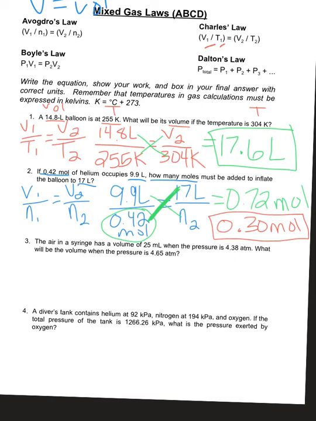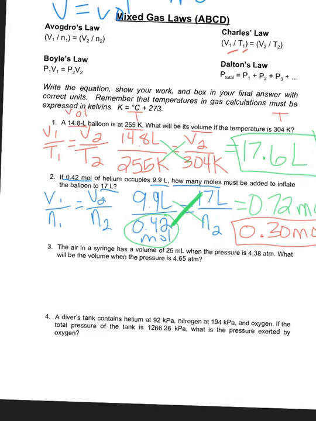And I guarantee you, both of these, 0.72 moles and 0.3 moles, would be answers on a multiple choice test. I guarantee you, they try to trick you like that. Don't fall for it. Don't fall for their trickery. Read the question carefully. Okay, so let's continue on.